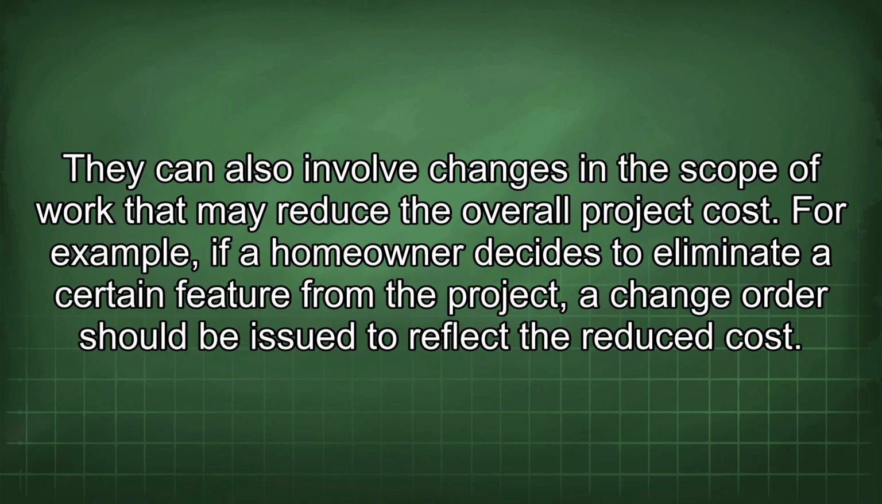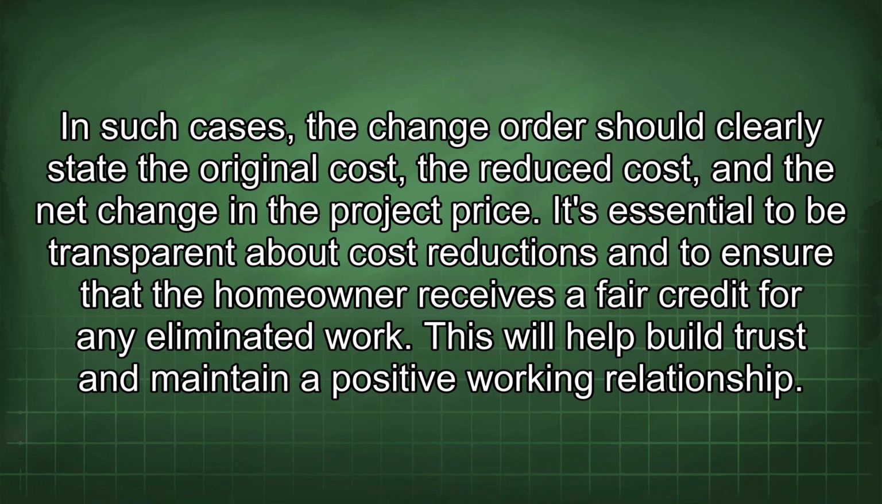They can also involve changes in the scope of work that may reduce the overall project cost. For example, if a homeowner decides to eliminate a certain feature from the project, a change order should be issued to reflect the reduced cost. In such cases, the change order should clearly state the original cost, the reduced cost, and the net change in the project price. It's essential to be transparent about cost reductions and to ensure that the homeowner receives a fair credit for any eliminated work. This will help build trust and maintain a positive working relationship.